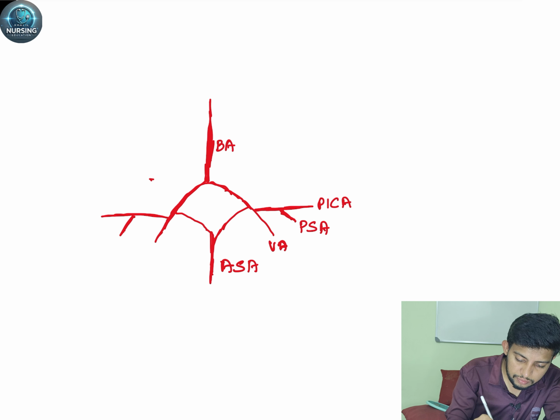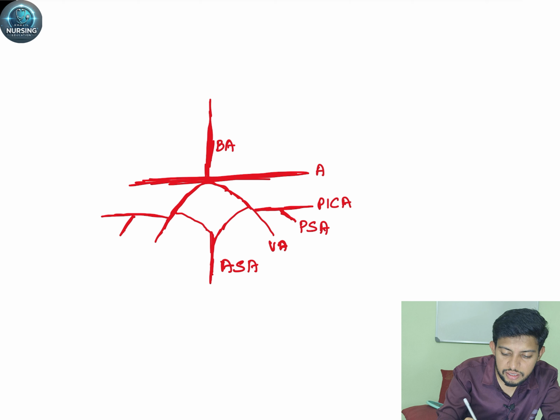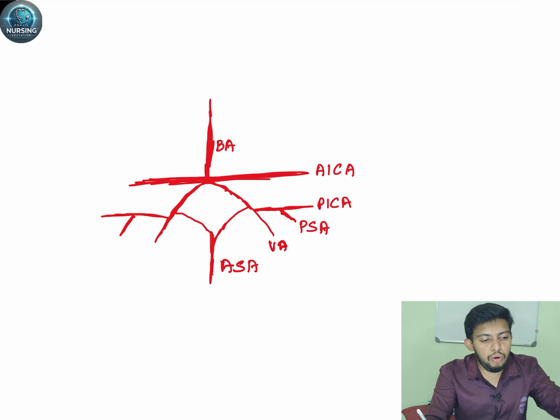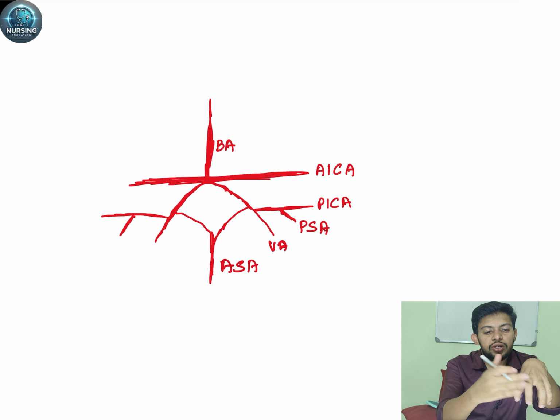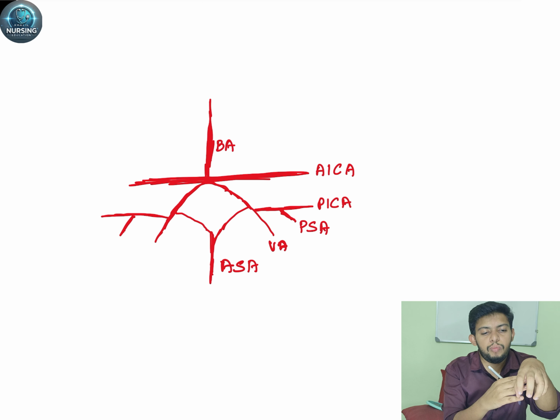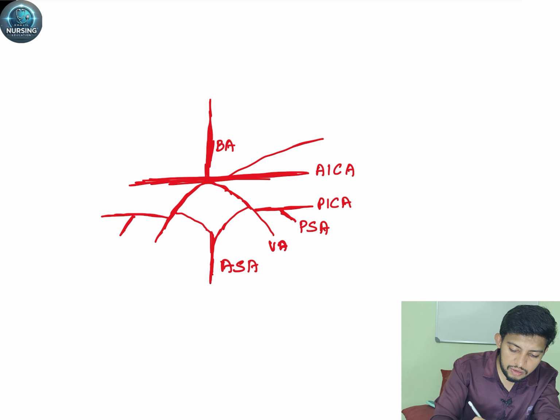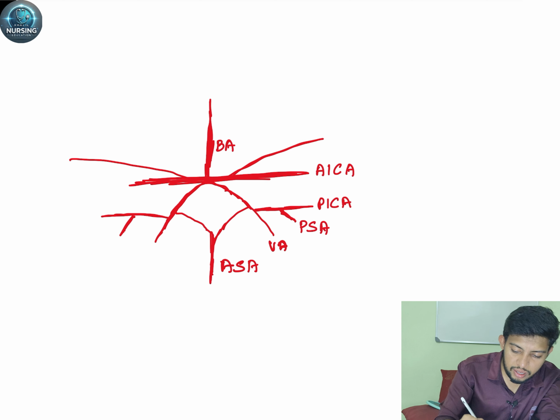So this one is PICA, and this one is AICA. AICA means anterior inferior cerebellar artery. It supplies the anterior aspect and posterior aspect of the cerebellum, both at the inferior aspect: posterior inferior and anterior inferior cerebellar artery. Clear? From it the labyrinthine artery arises. This one is the labyrinthine artery.